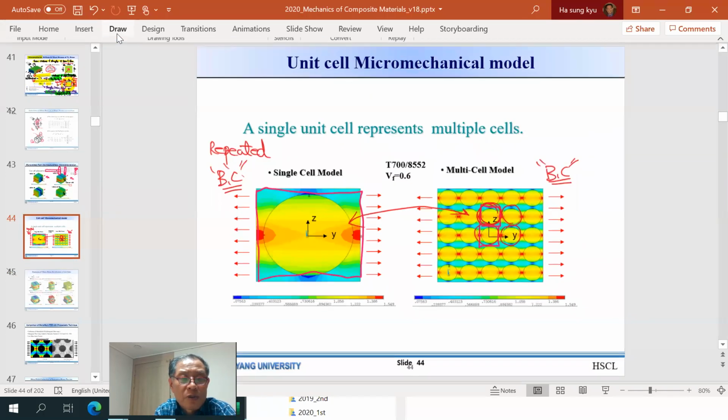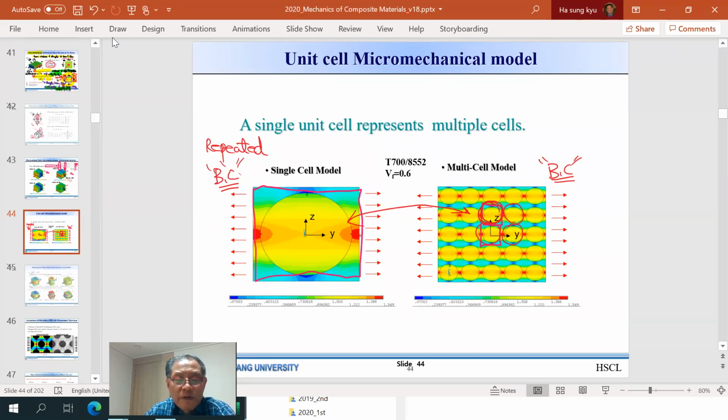So those who would like to study further and more deeply, to understand the micromechanics, please model this unicell and apply a repeated boundary condition, and then you have multiple cells, and you apply the same boundary condition. This is also the same.